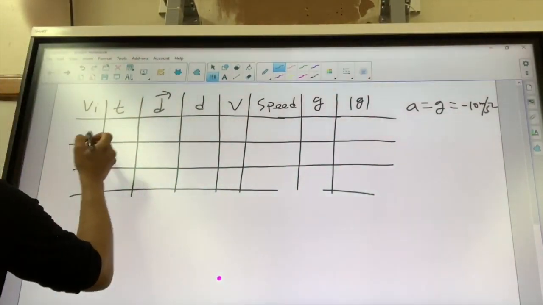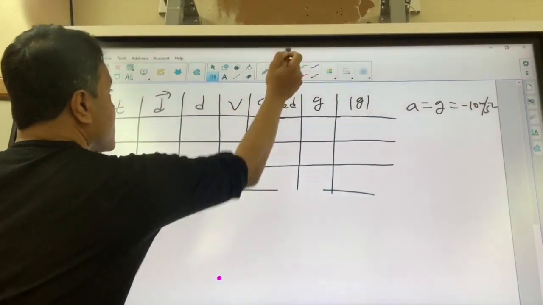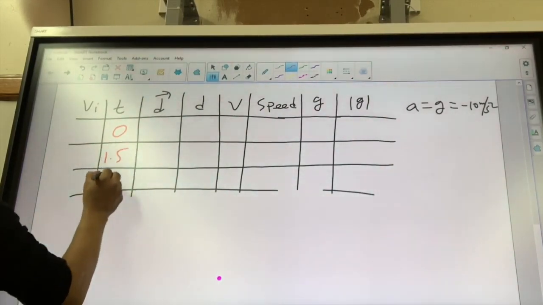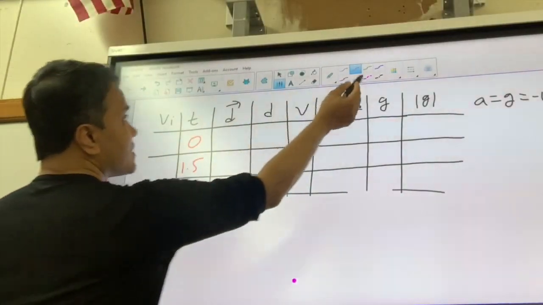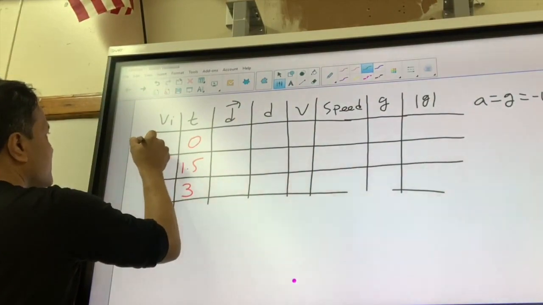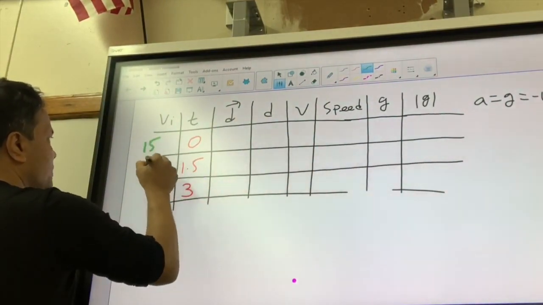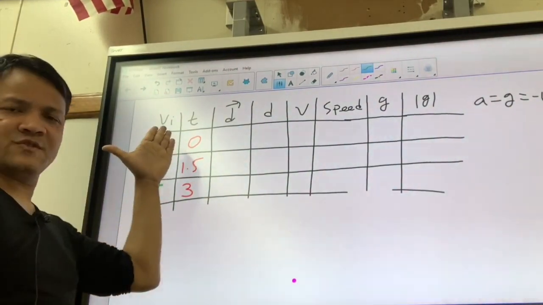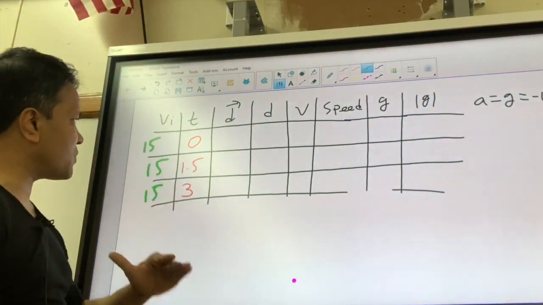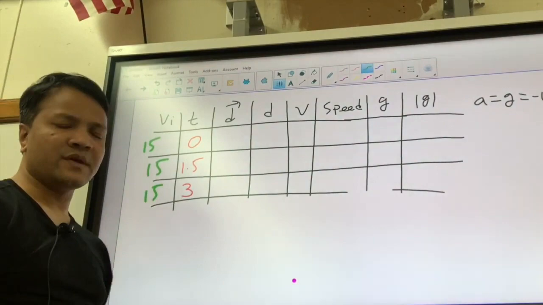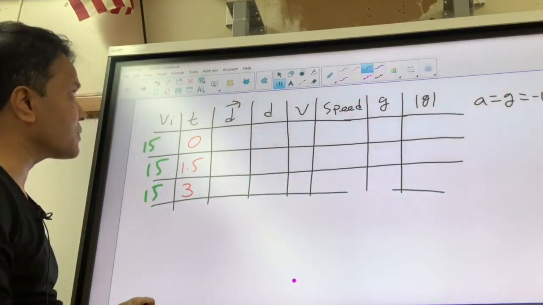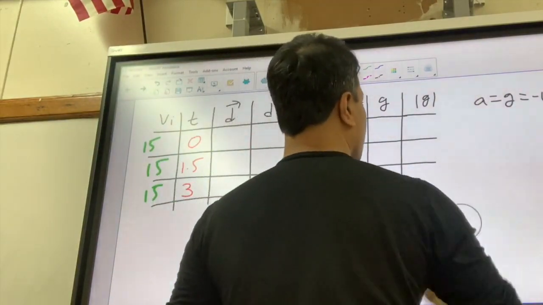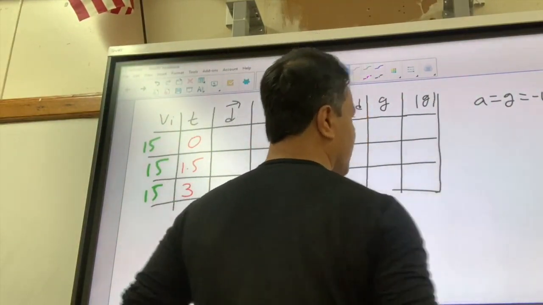So let's start with 0. So at 0 second, at 1.5 second, at 3 second. Initial velocity is 15 meters per second, 15 meters per second, 15 meters per second. What happened at 0 time, what happened at 1.5 second, what happened at 3 second? And of course, we're also going to draw it to understand what's actually going on here.